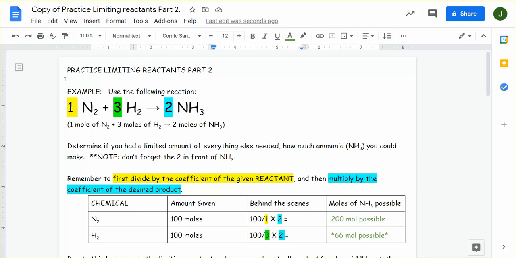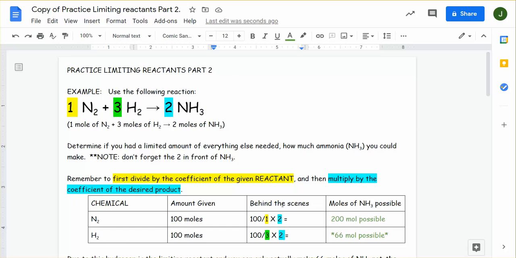I'm going to try to explain exactly how this assignment is going to work. It's our practicing limiting reactants part 2. We have this example right here. We have the following reaction, and it's already balanced. It says that you need 1 mole of nitrogen plus 3 moles of hydrogen to get 2 moles of ammonium.